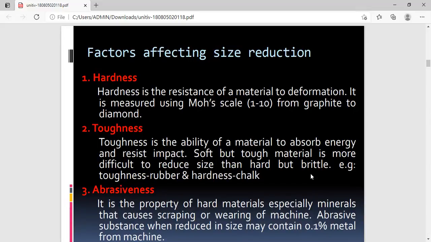So what are the factors that are affecting the size reduction? One is hardness. Hardness is the resistance of the material to deformation. It is measured using the Mohs scale of hardness. The Mohs scale is divided into 10 parts, 1 to 10. So various minerals are usually given the name, for example corundum, diaspore, bauxite, cryolite, something like that. So there will be a scale of 1 to 10. Graphite is the least hard, and diamond is the hardest material.